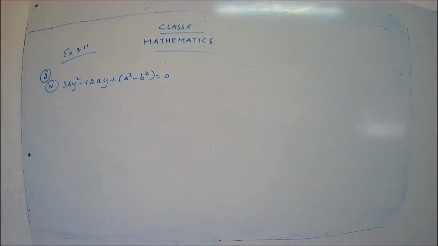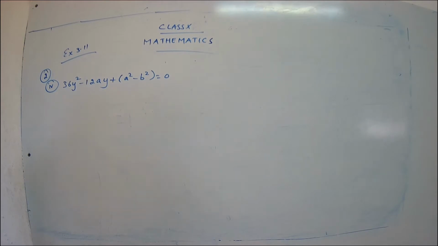I hope you have all your classworks ready. You would have written the date. Yes children? Okay, so after taking your classwork, put the date and then continue with exercise 3.11. Just write the number as question number 4, that is, question number 2, subpart 4, sum: 36y square minus 12ay plus a square minus b square is equal to 0.